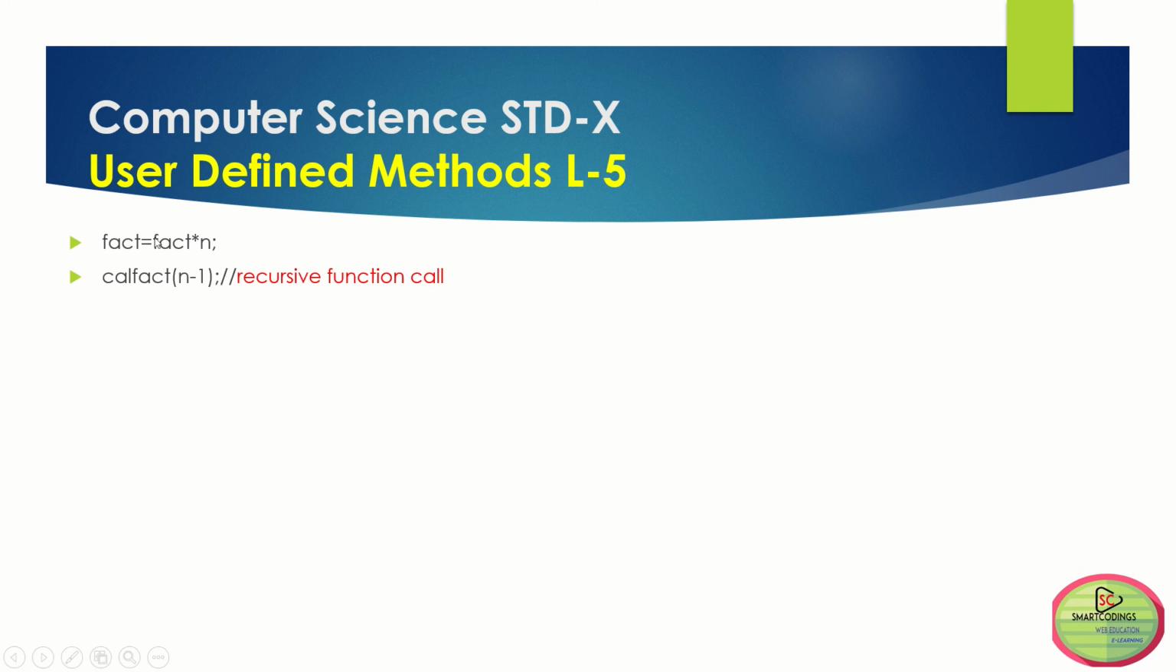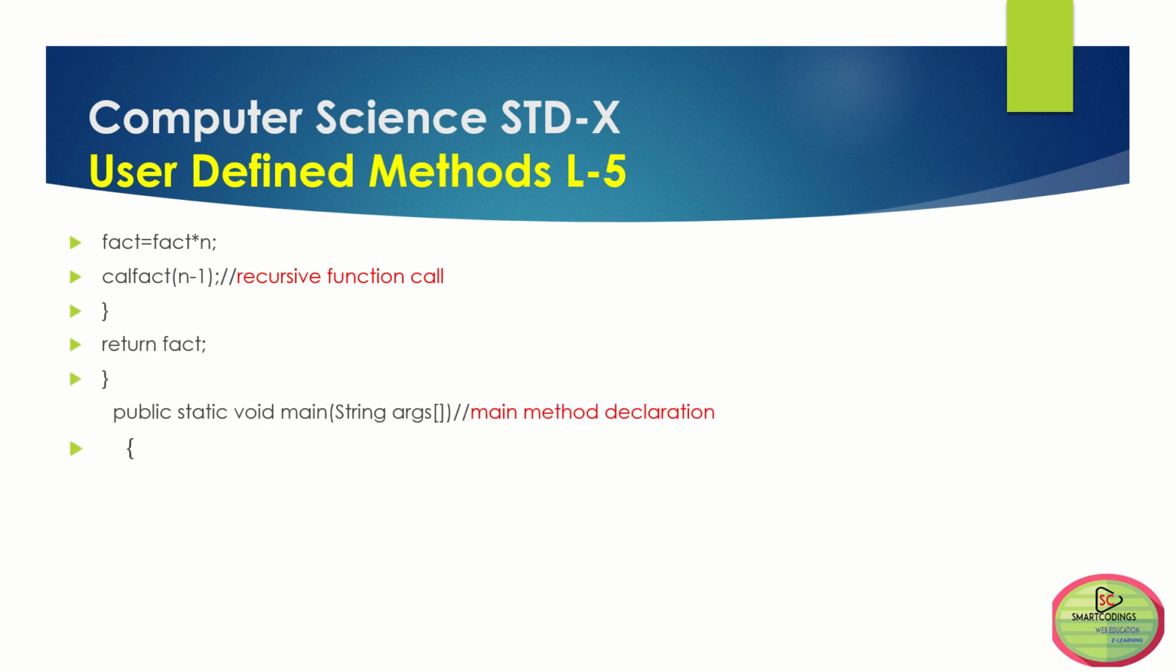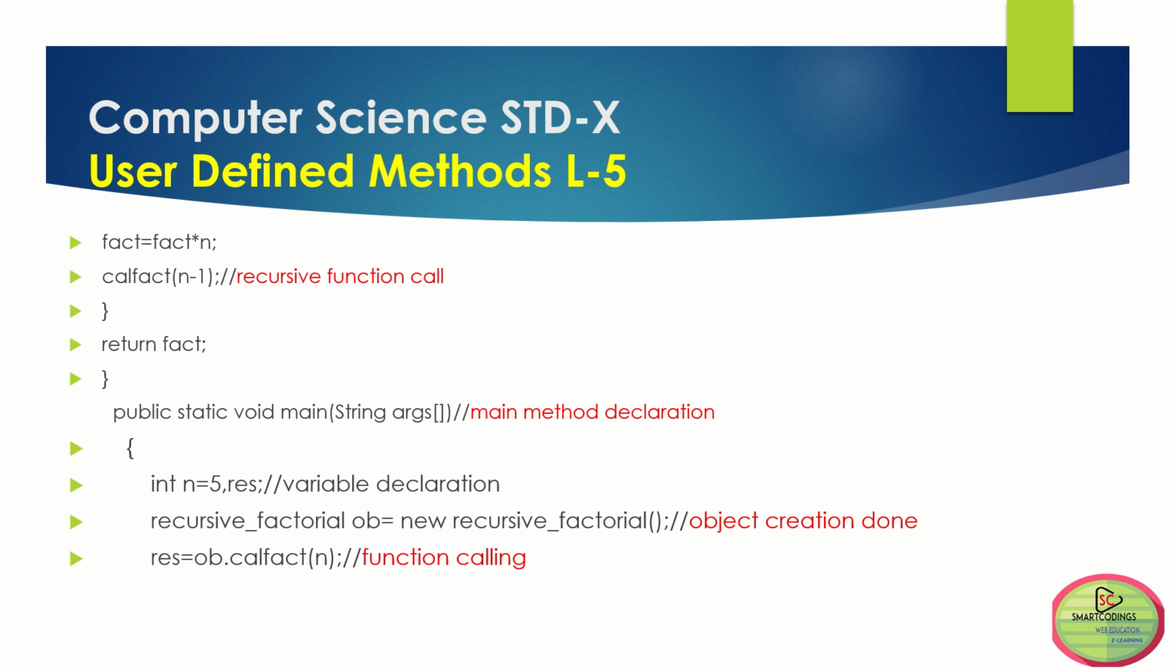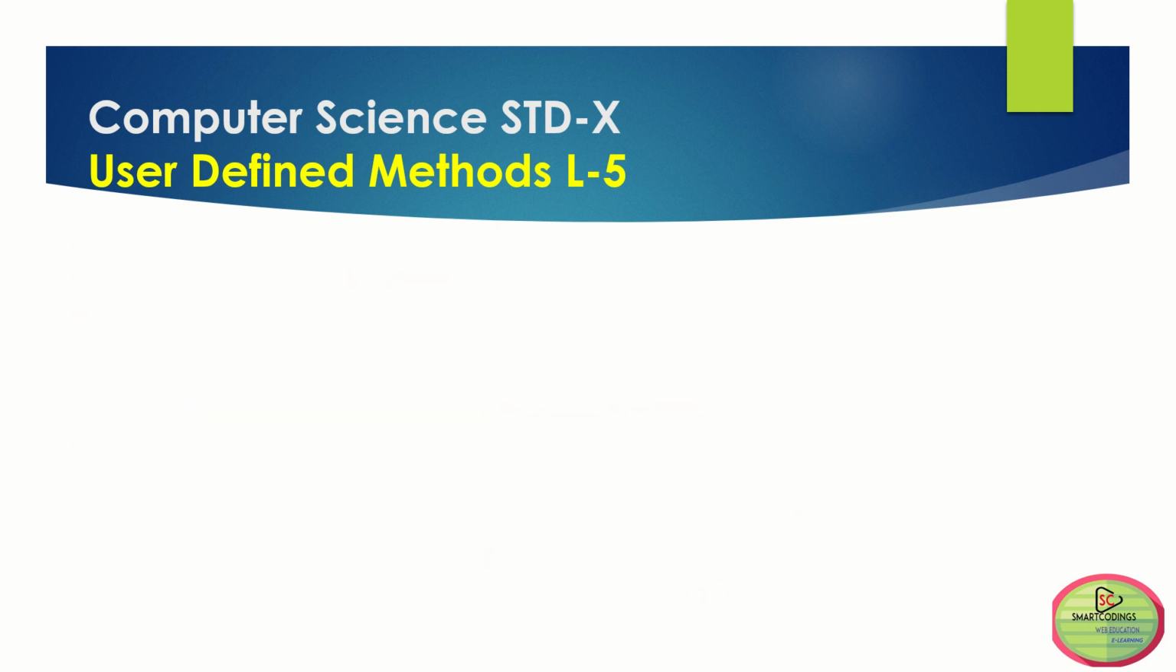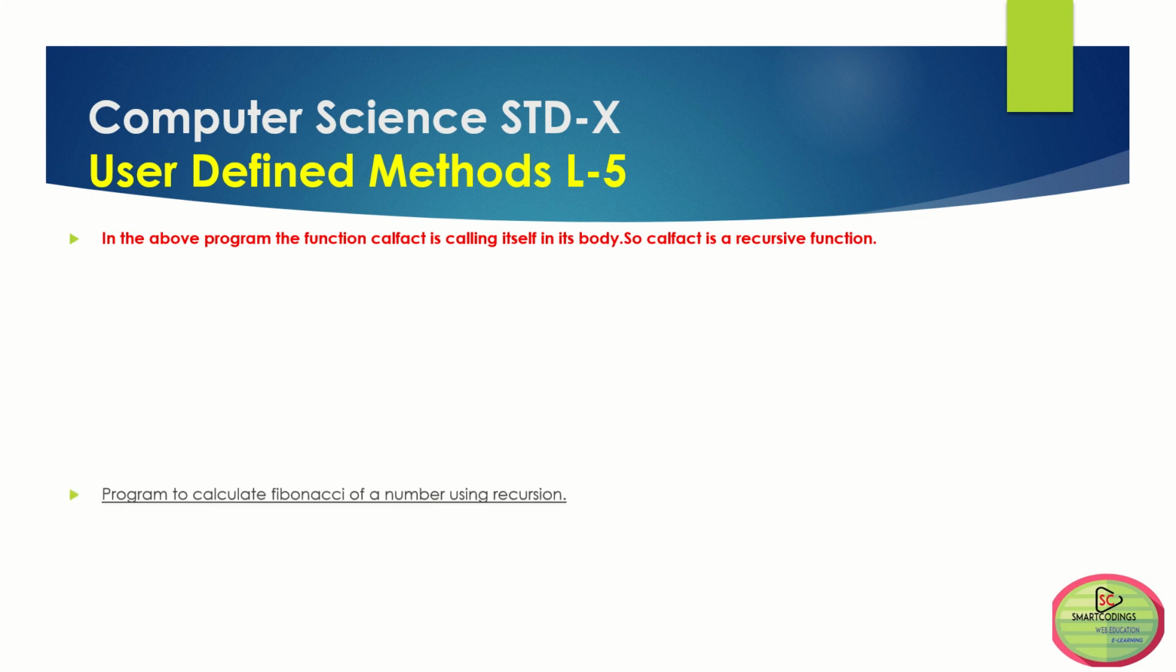Again it will be calculating the factorial here. You can see, students, it is recursively calling itself in its body. A function calfact is recursive only when it calls itself in its body. Okay, after that it returns a value. Then we'll print the result, that is the result of ob.calfact, this one, and the factorial number is this one. I hope this is clear, students. Let us take another example. In the program, the function calfact is calling itself in its body. So calfact is a recursive function.